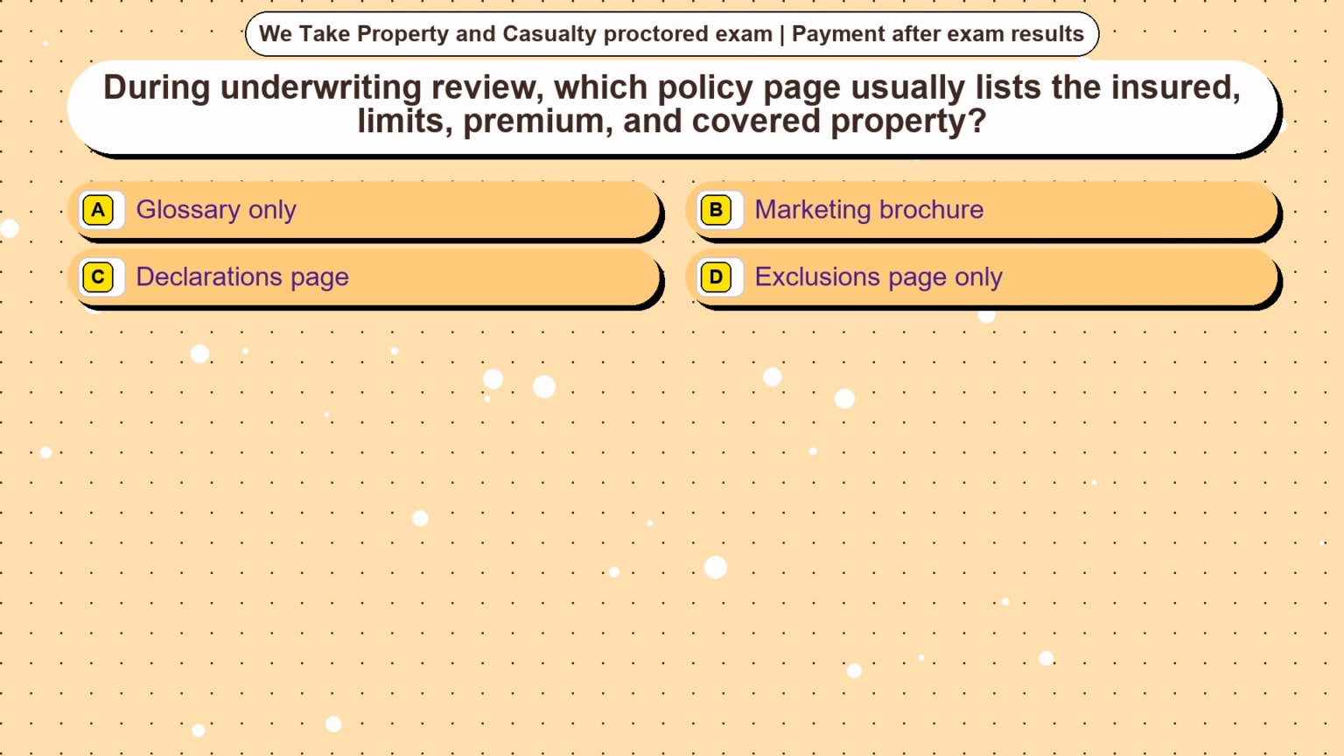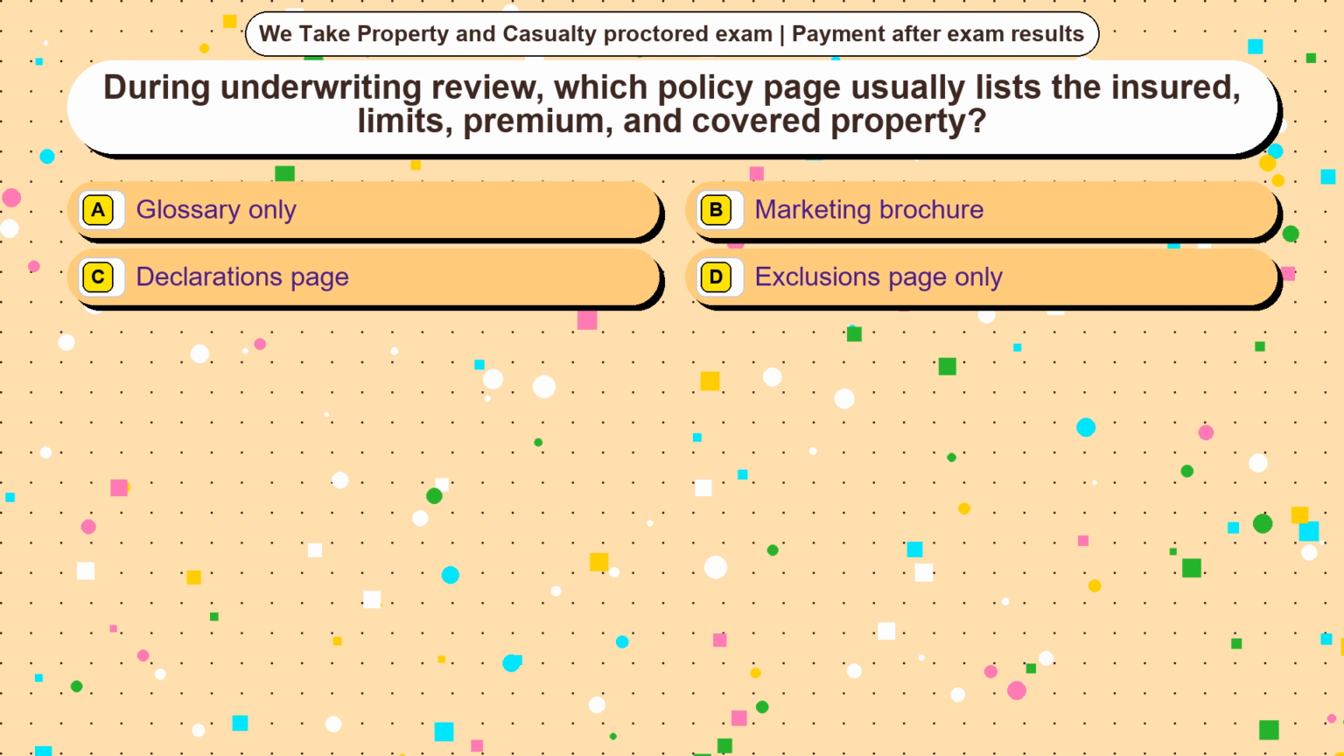Question 3. During underwriting review, which policy page usually lists the insured, limits, premium, and covered property? Option A. Glossary only. Option B. Marketing brochure. Option C. Declarations page. Option D. Exclusions page only.